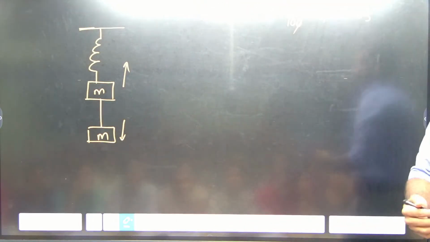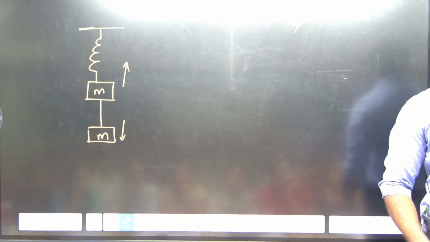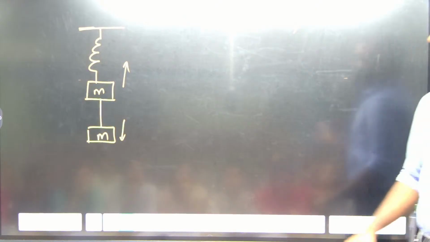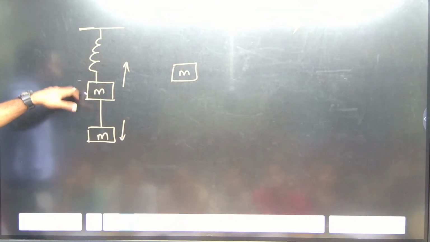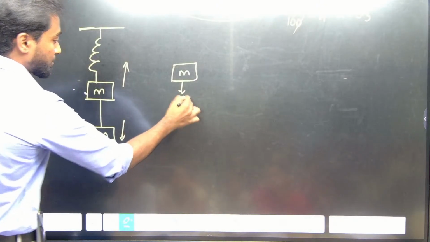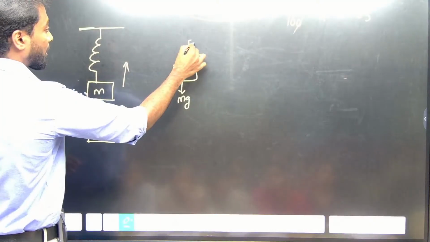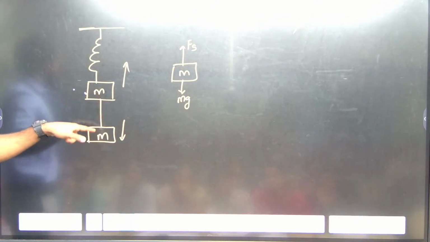So first I need to find what the spring force is and what the acceleration of the block is. Two blocks. Okay, try to understand here. First let me take the block which is attached with the spring and the rope. So this is my mg. Spring force will be upward. Is there any doubt? What about the tension?